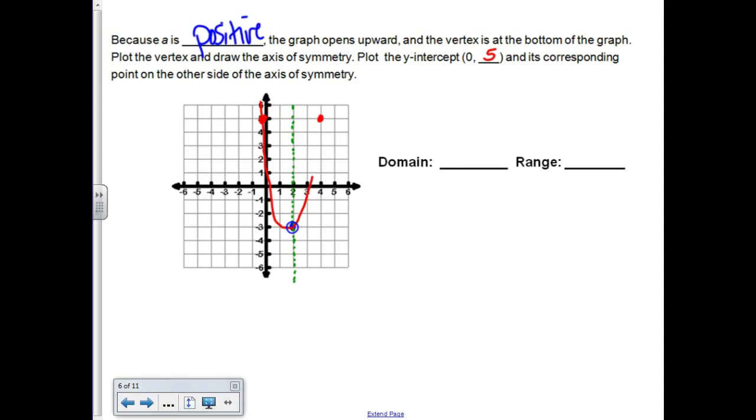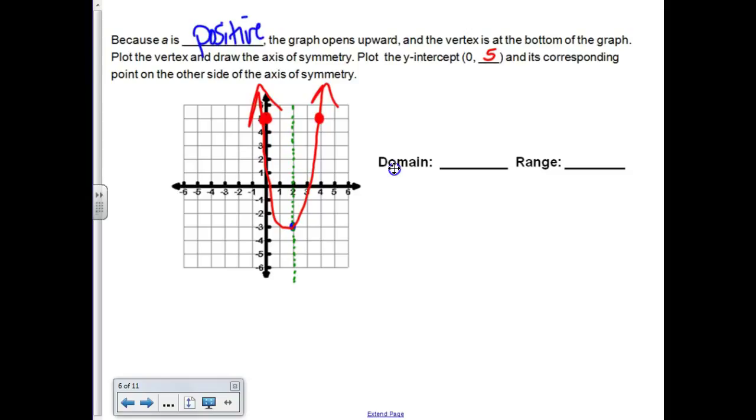Why did you go 2 the last time and then you only went 1? This point was my y-intercept, and he has to be symmetrical with his other point over here across the axis of symmetry. So I know yesterday we talked about using the a value to go up and over. I didn't do that today. I'm giving you another method of graphing. And this is the most effective way to graph a standard form parabola.